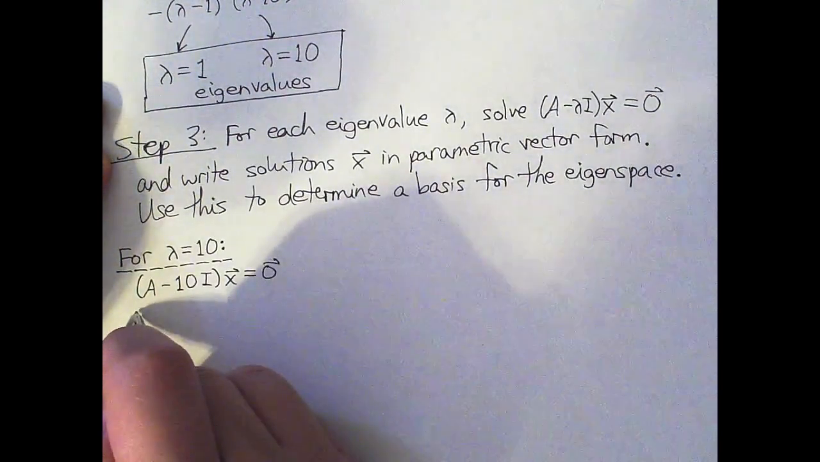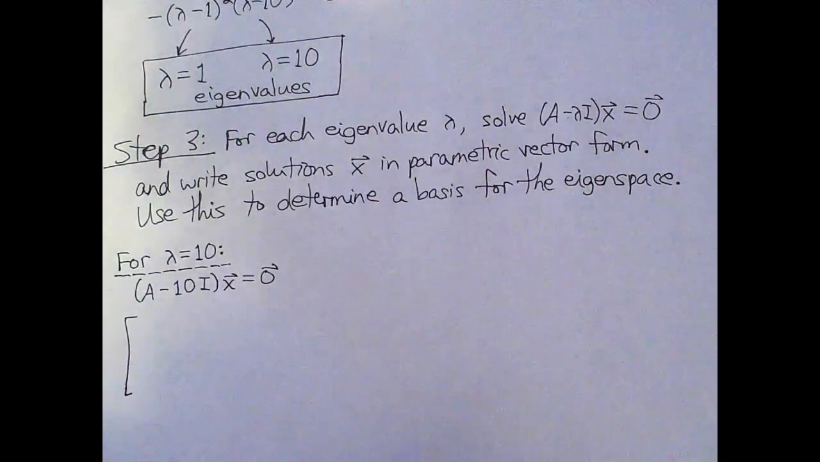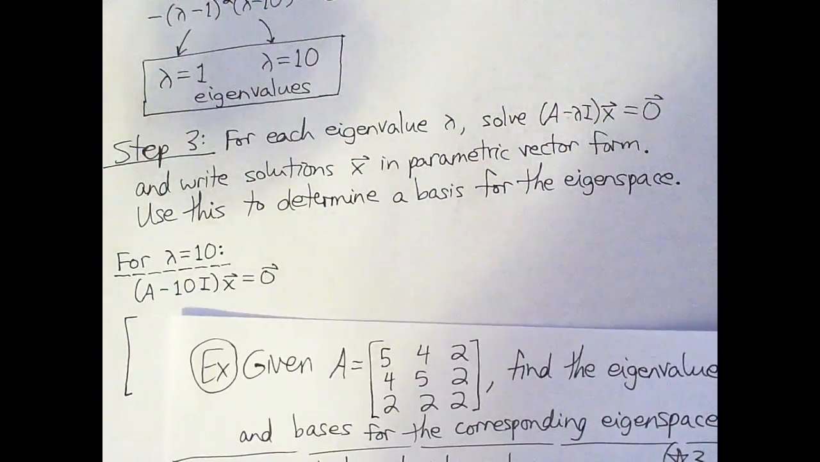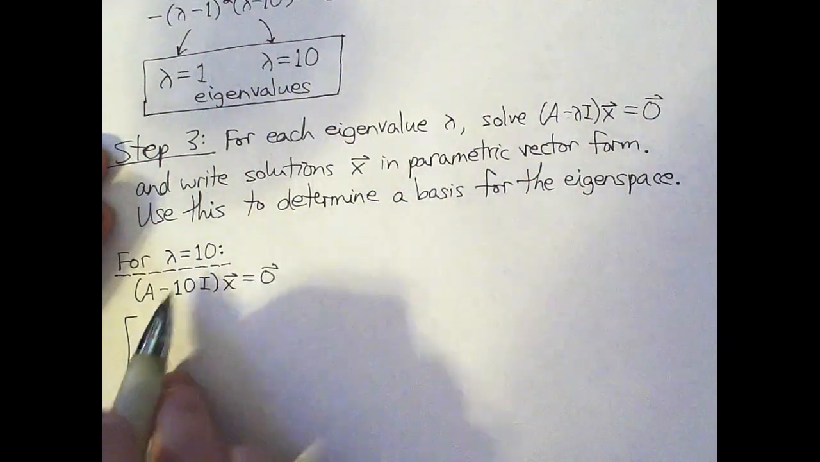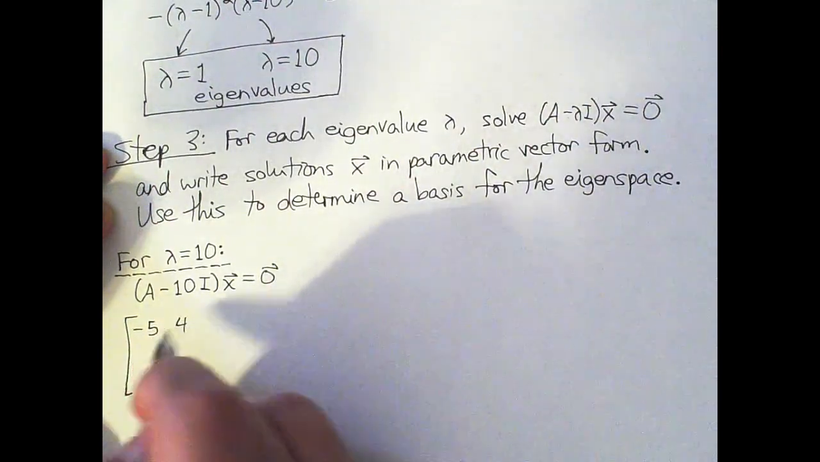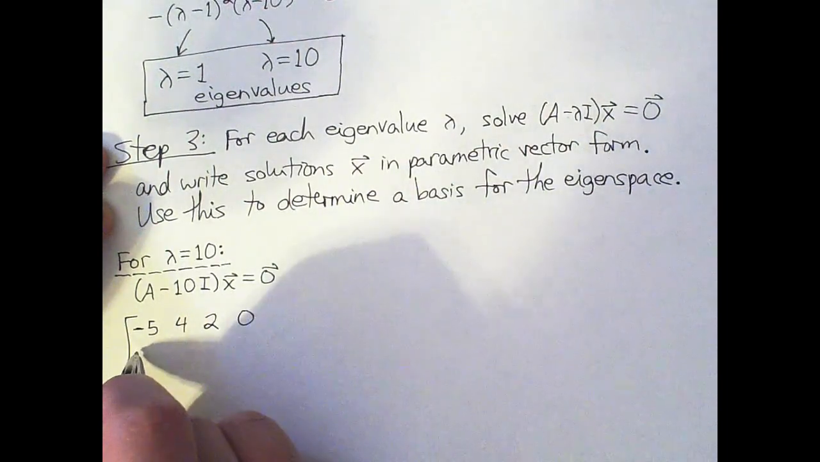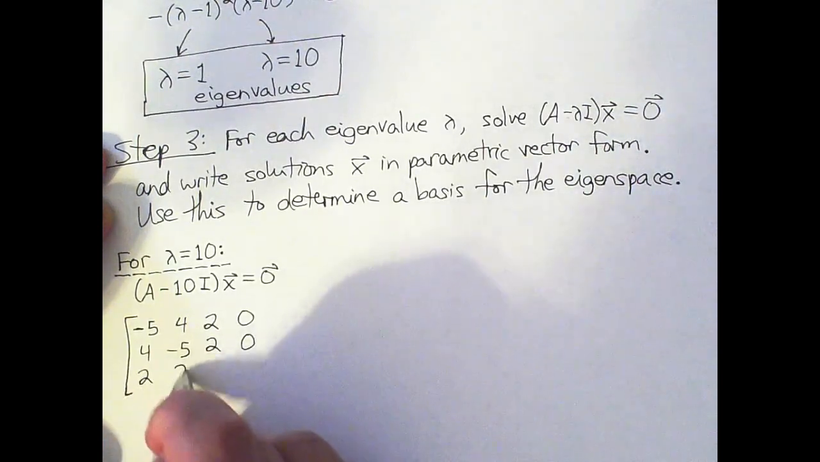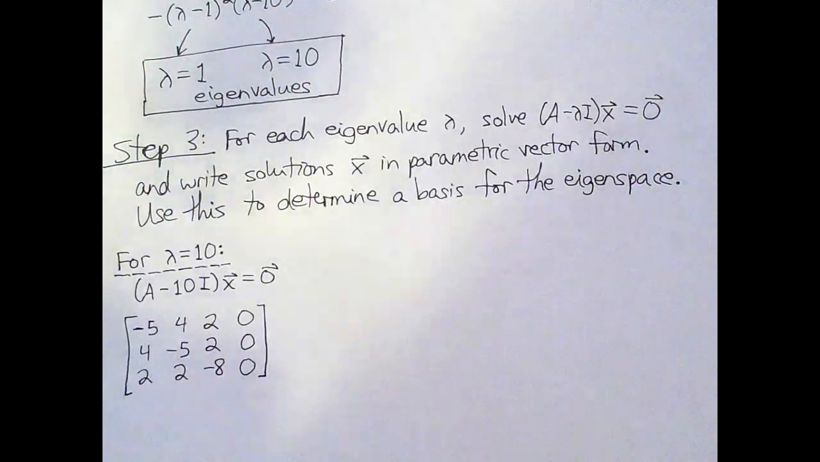So this, as an augmented matrix, we have to go all the way back to the matrix A that was given. That was almost 2 pages ago. There's the matrix A: 5, 4, 2, 4, 5, 2, 2, 2, 2. So subtract 10I, so you're subtracting 10 from the diagonal entries. Negative 5, 4, 2, 4, negative 5, 2, 2, 2, negative 8, and the zero column. That's the augmented matrix of this system. And now we do row reduction.